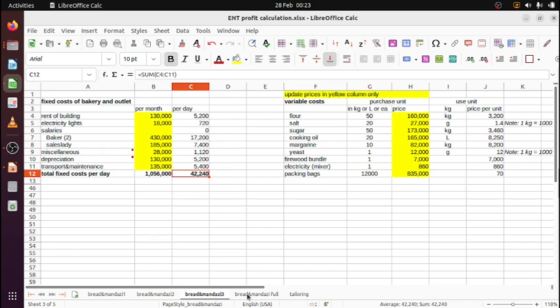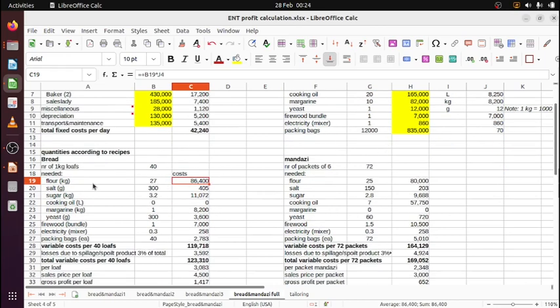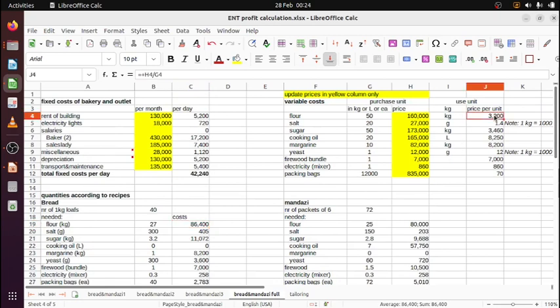Then don't be scared, we are going to combine this all. So I had my fixed cost, my variable cost, my ingredient costs actually, and then I am going to calculate what are now the variable costs for my loaves of bread that I'm going to bake. So I need 27 kgs of flour. The price of 1 kg of flour is here, 3,2.